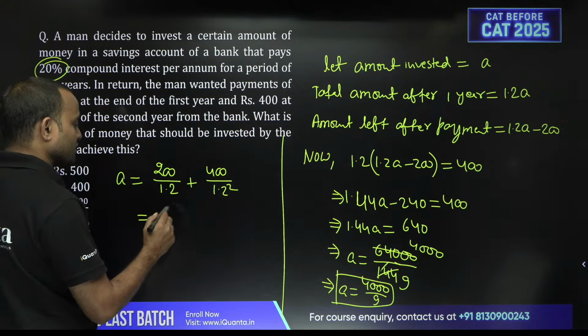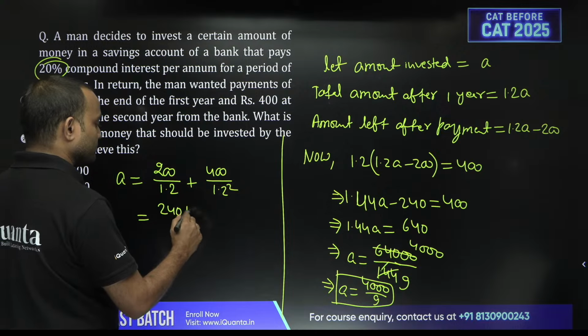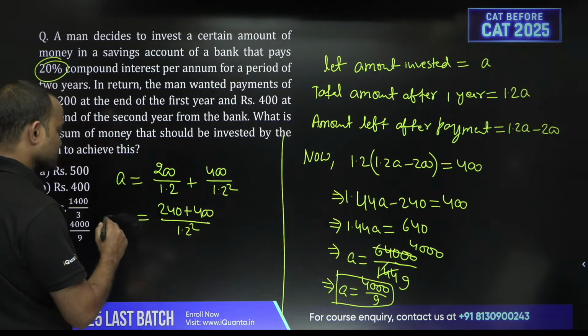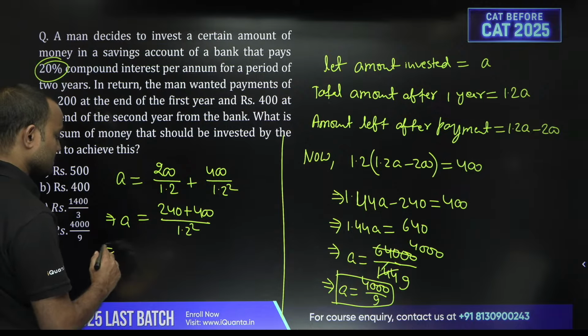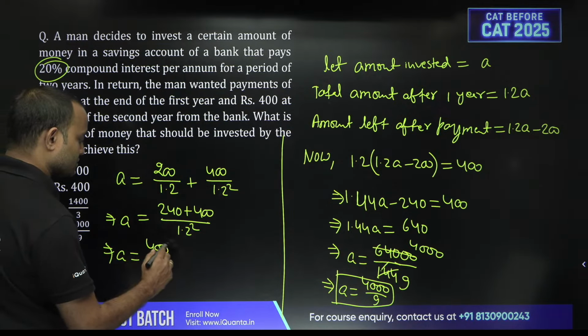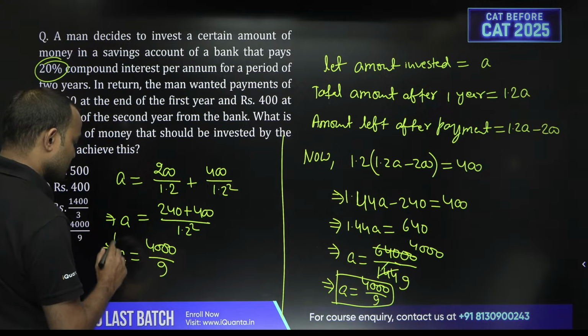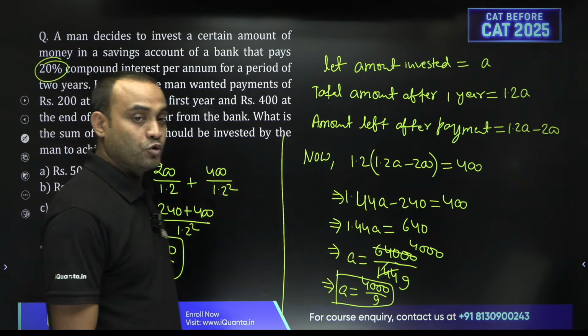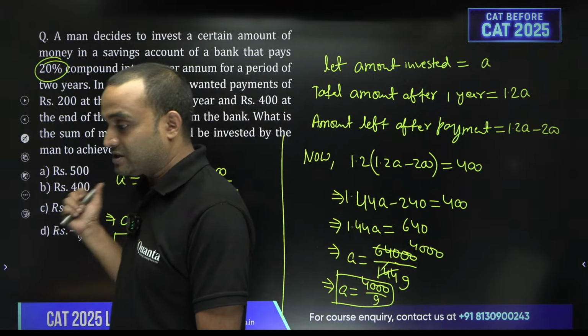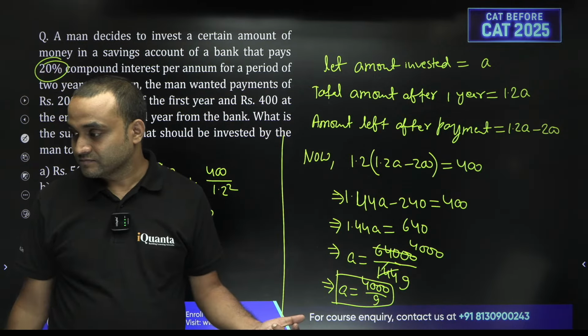So this will be equal to 240 plus 400 upon 1.2 square, which again, if you solve this, you can see you are getting the same expression. So you will get 4000 upon 9. So you can solve this in both ways. I love this way because if the values are like this, you can solve it very clearly. Okay.